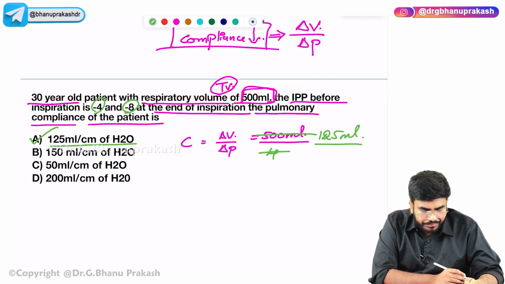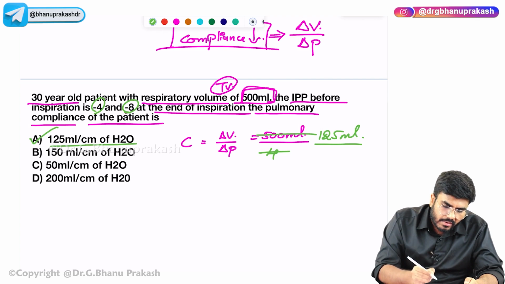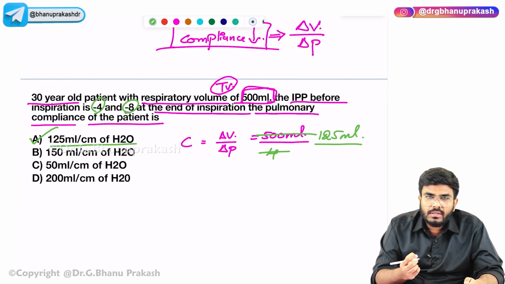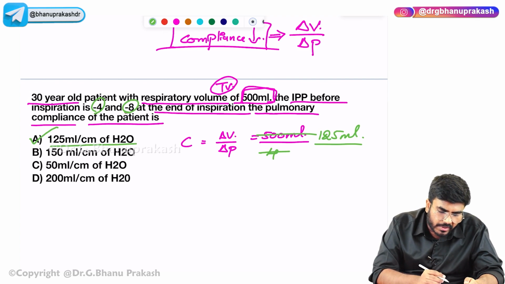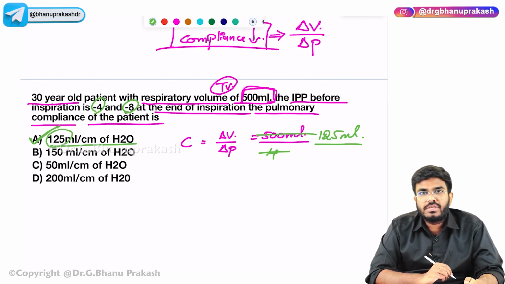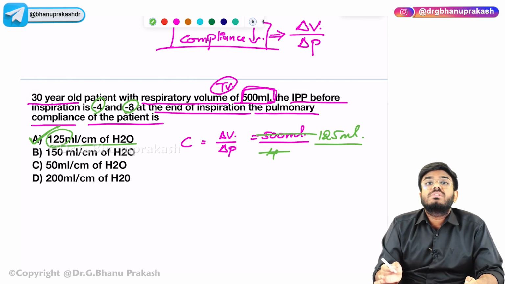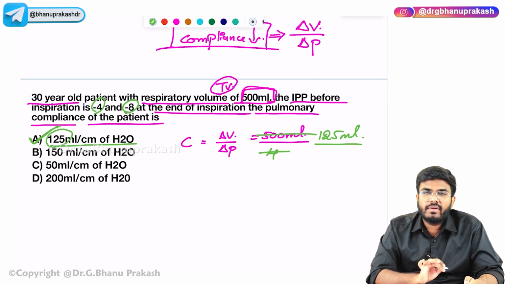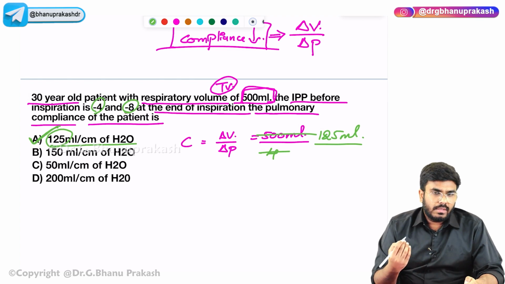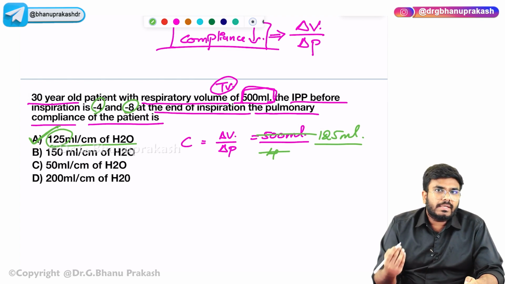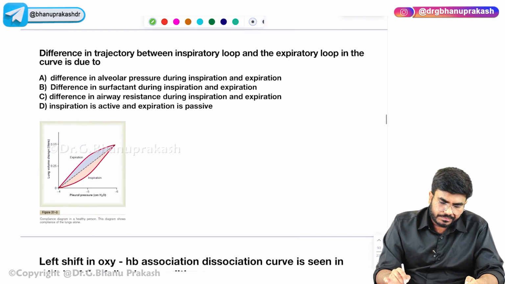This means for every 1 centimeter of water pressure, this much volume is changing. So this is the compliance of those lungs. His lungs are this much compliant: 125 ml change in the volume per every centimeter of water pressure.